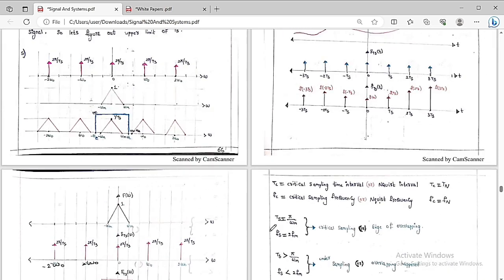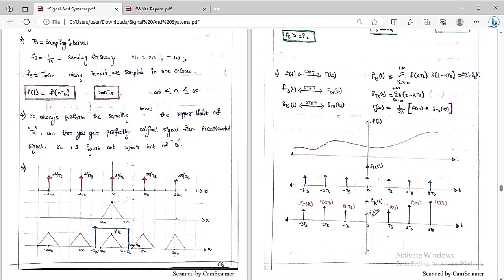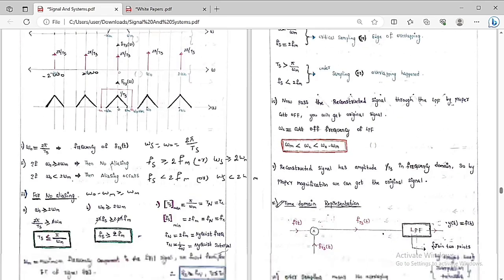As you can see clearly, what is the meaning of Fs? This many number of samples are sampled in 1 second. So in f(nTs), in 1 second, the number of samples sampled is Fs. Fs indicates this many samples are present in 1 second in f(nTs). So this point you always have to keep in your mind.